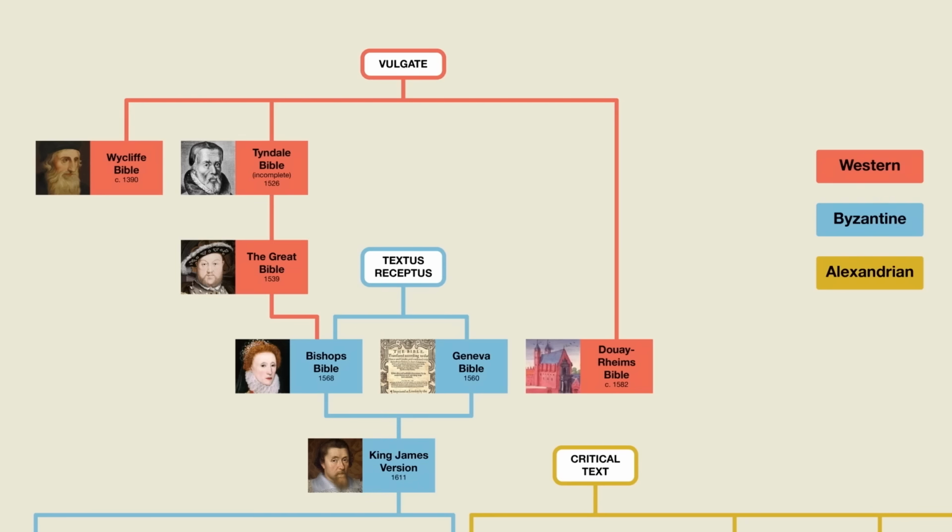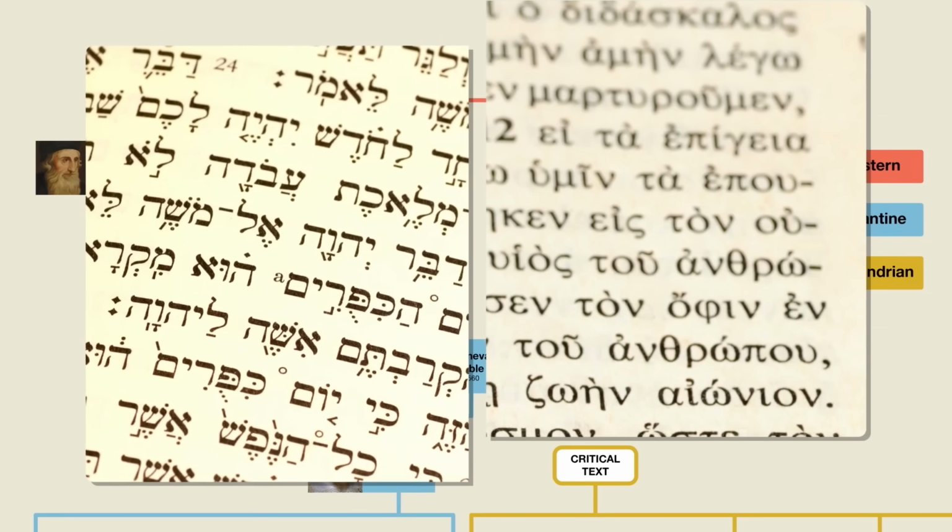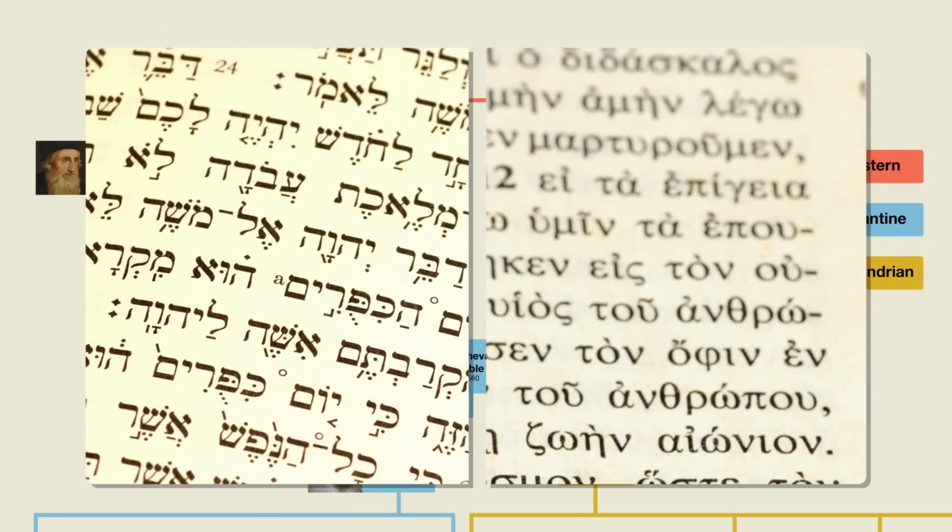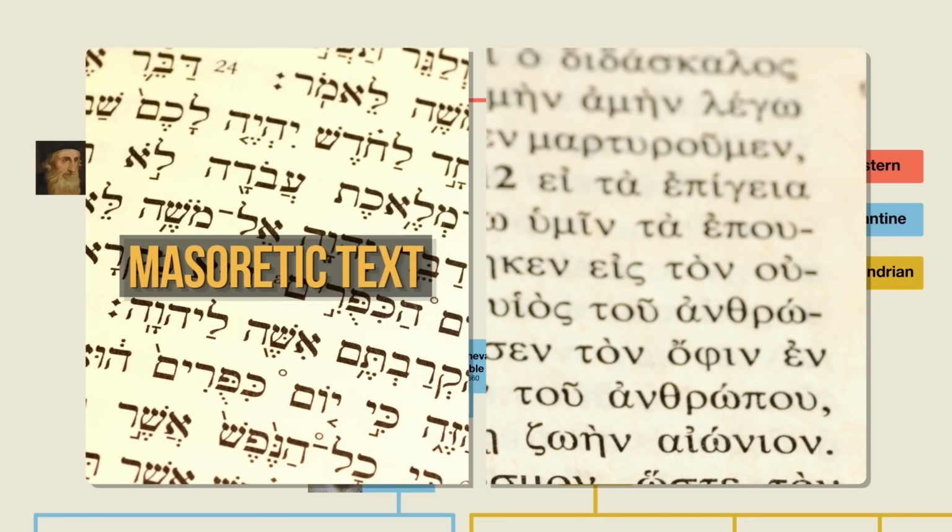As you probably know, the Bible was originally written in Hebrew and Greek. The Old Testament, aka the Jewish Bible, was written in Hebrew, with a tiny bit of Aramaic here and there. The oldest complete copy of this part of the Bible, in the original Hebrew, is called the Masoretic text. And generally speaking, this is what Bible translators use when translating the Old Testament.